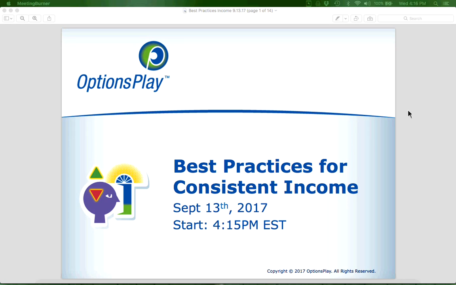So today what we're going to do is go over some of the best practices for covered calls strategies on your portfolio. This is one of our favorite strategies because almost everyone here has some stocks in their account, and you can use covered calls to generate some income on the assets that you already hold in your portfolios.